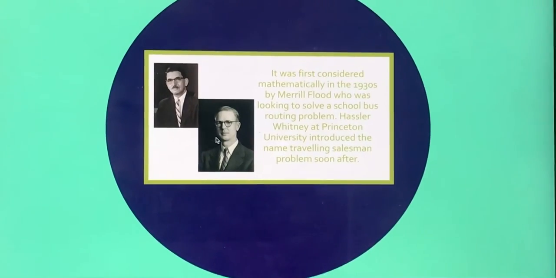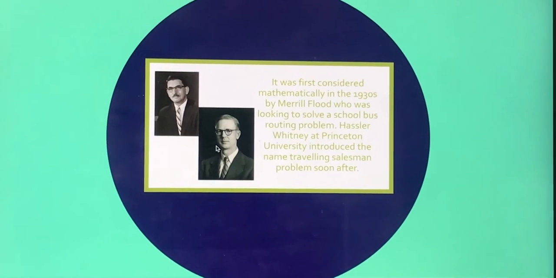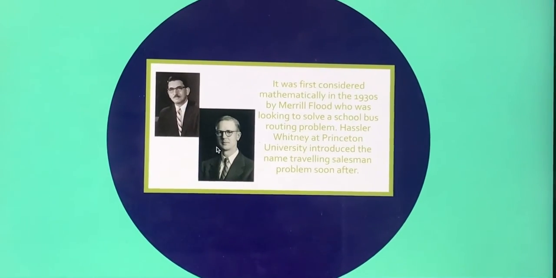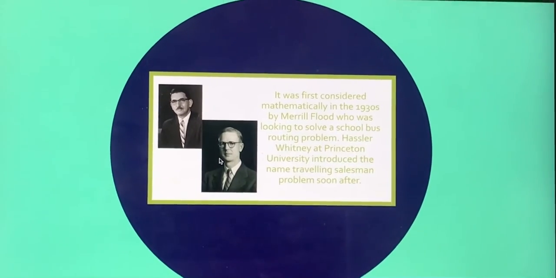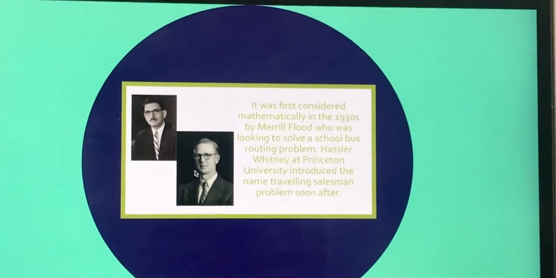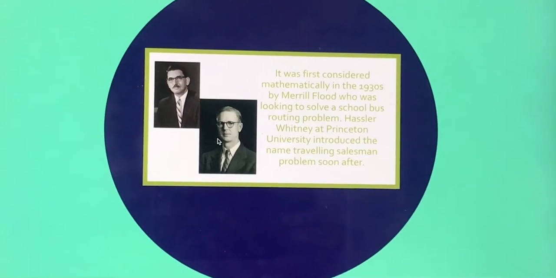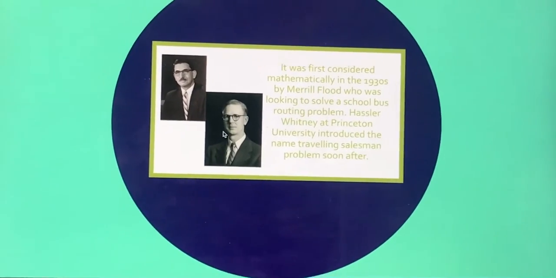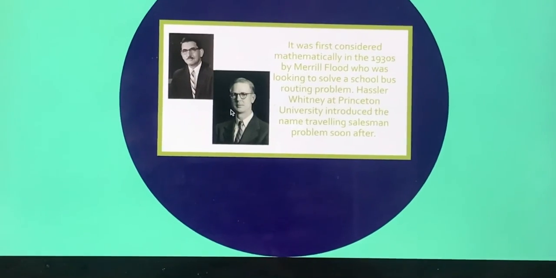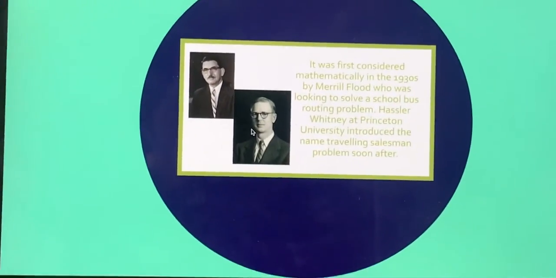He also observed the non-optimality of the nearest neighbor approach, which is also a popular algorithm used to solve the problem in the present day also. The problem's first mathematical encounter was in the 1930s by Merrill M. Flood, who was looking to solve a school bus routing problem. Soon after, Hassler Whitney from Princeton University introduced the infamous name travelling salesman problem. Variations of the salesman problem have existed since the 1800s.